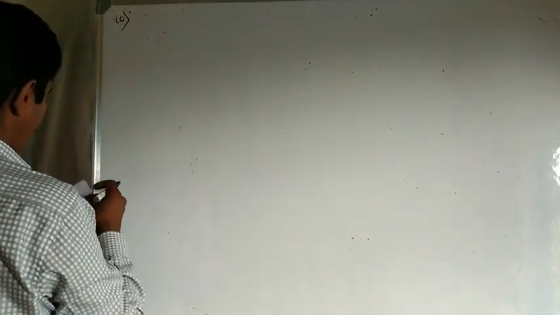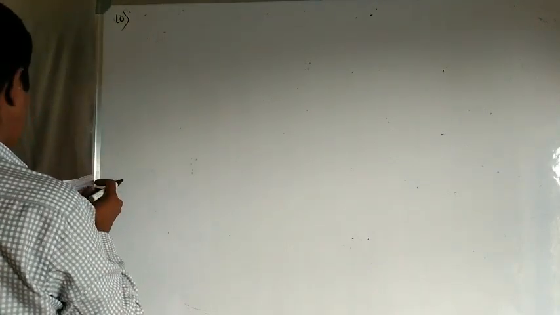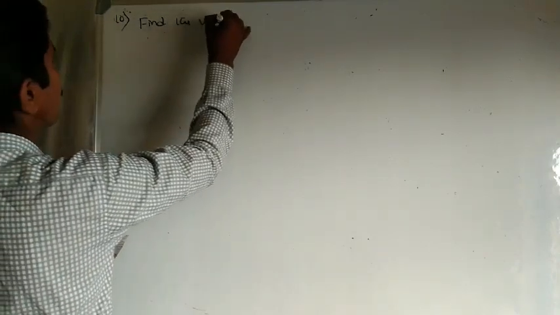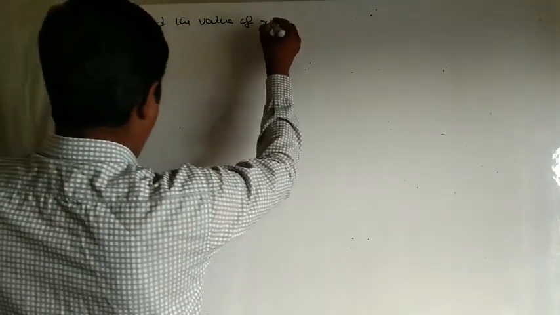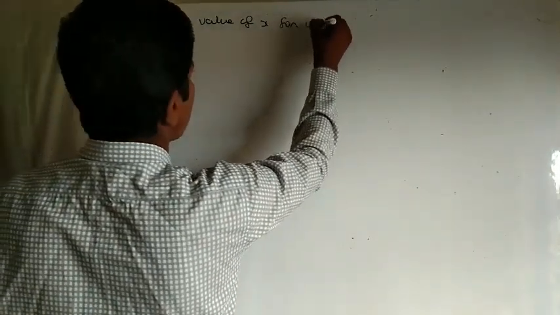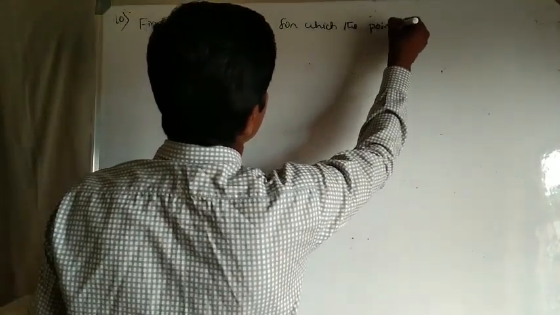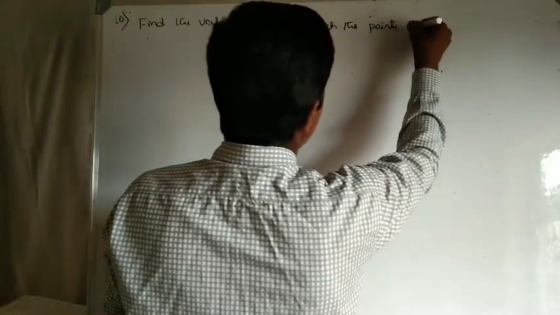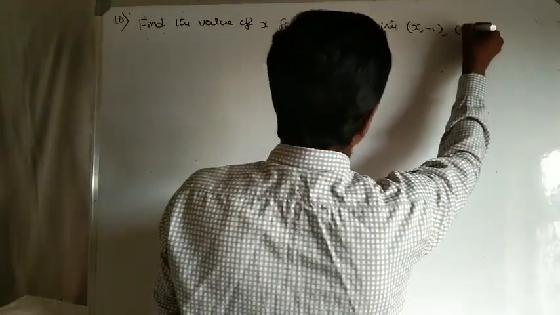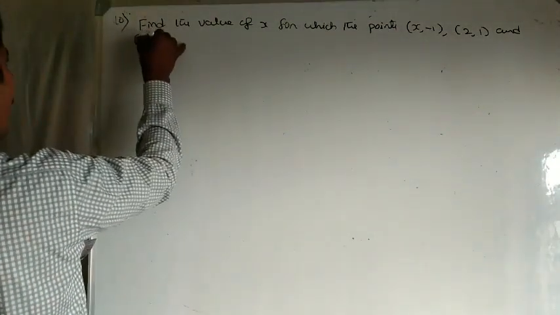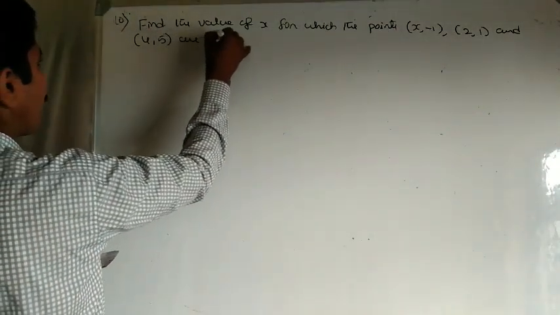Go to the next one. 10th problem. Find the value of x for which the points x comma minus 1, 2 comma 1 and 4 comma 5 are collinear.